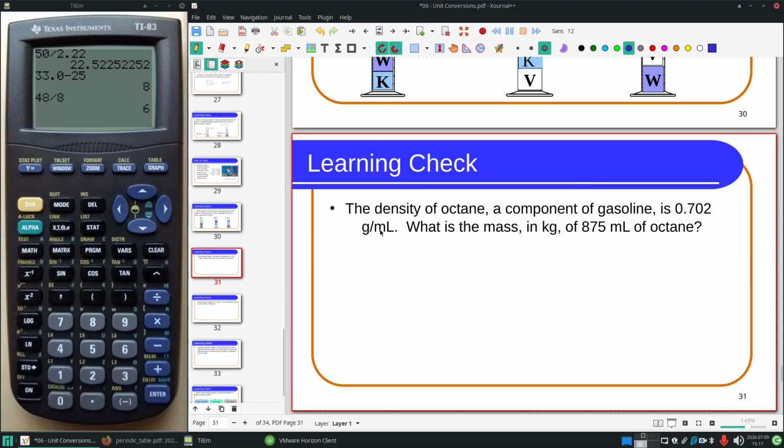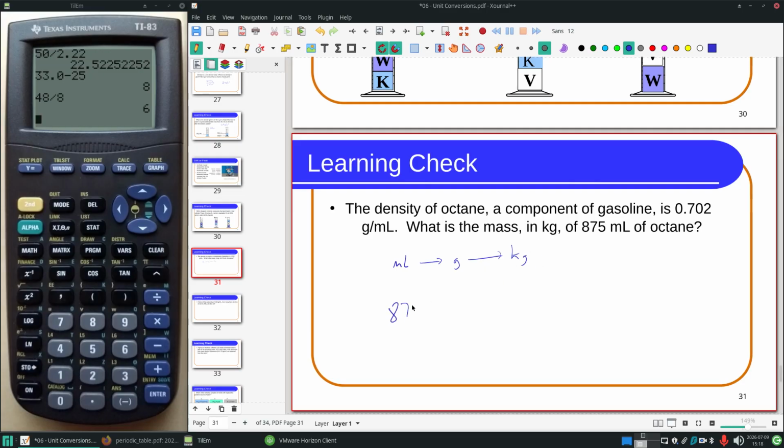All right. Here's one. I gave you the density, and I know what I want. The octane component of gas has a density of 0.702 grams per milliliter, and I want to know what is the mass in kilograms of 875 milliliters of octane. So we're going to start with those milliliters. We're going to use the density to help us convert into grams. And once we have grams, we're going to use our definitions to turn that into kilograms, which is what we want as our final units.